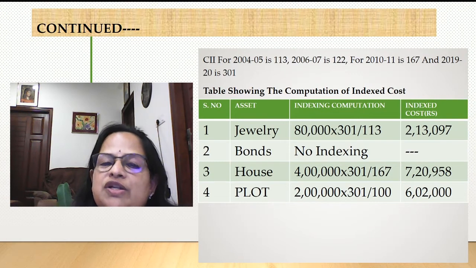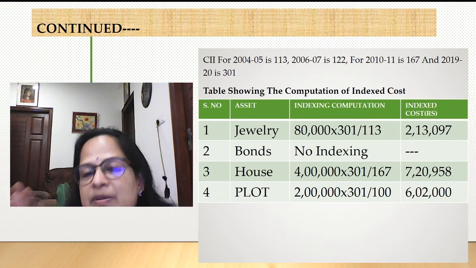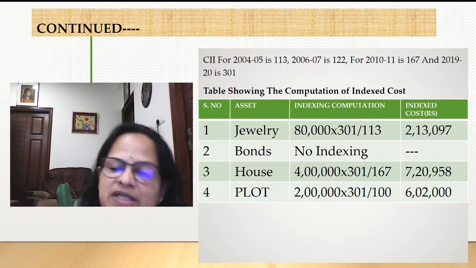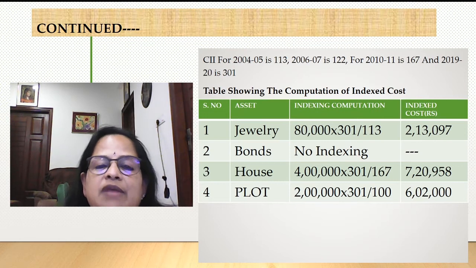So this is how you calculate. Now I hope you understood this concept. It is just a simple calculation: this year's index divided by the index of the year in which the property is purchased, multiplied by the purchase price given in the question. And when it's inherited, you have to remember, we will calculate the cost to the previous owner. That's very important.